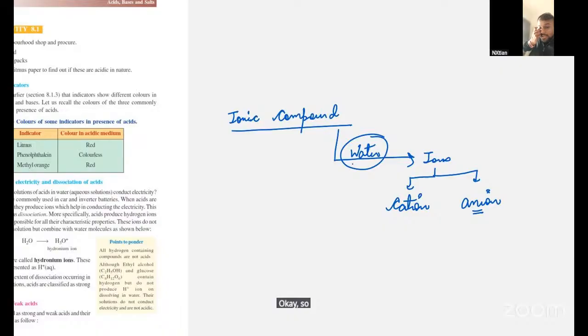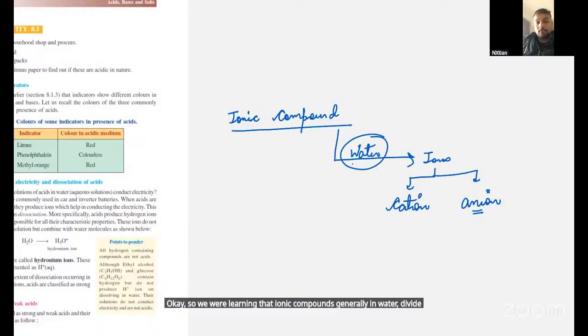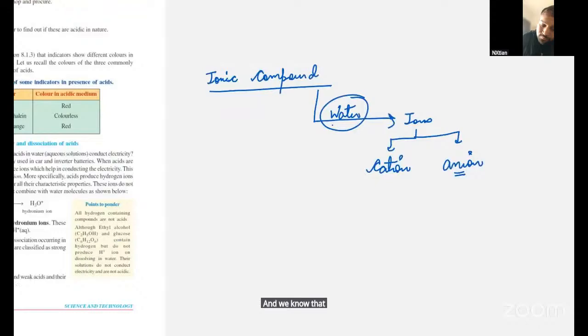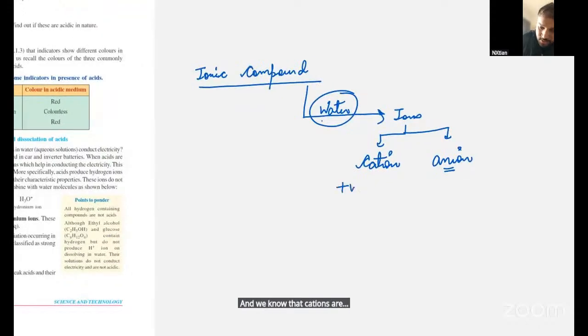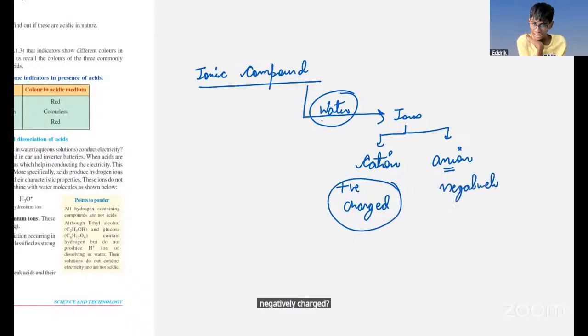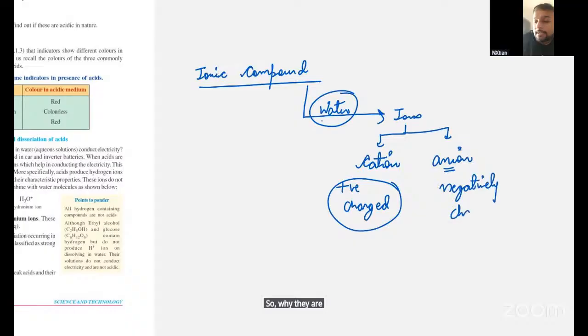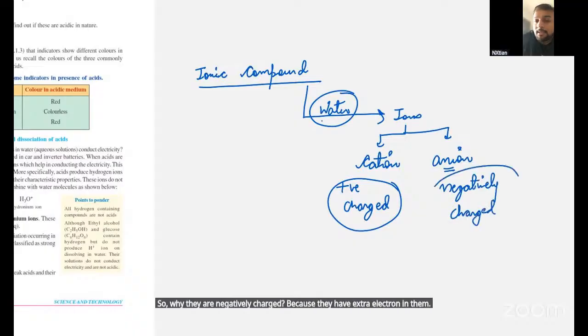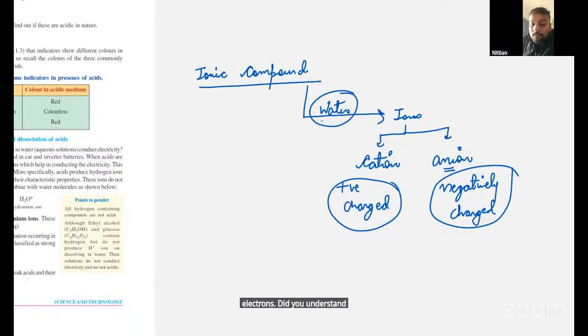Okay, so we were learning that ionic compounds generally in water divide themselves into two ions, which are cation and anion. We learned in the previous chapter that cations are positively charged and anions are negatively charged. Why are anions negatively charged? Because they have extra electrons in them. Why are cations positively charged? Because they don't have electrons. Did you understand, guys?